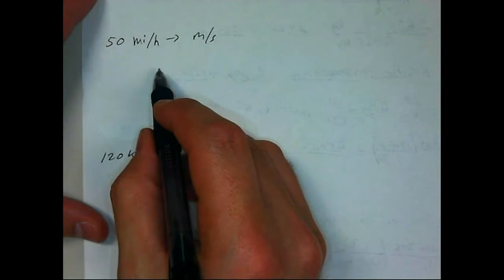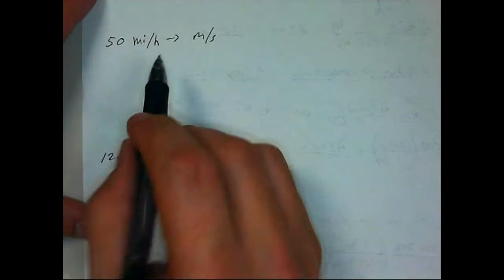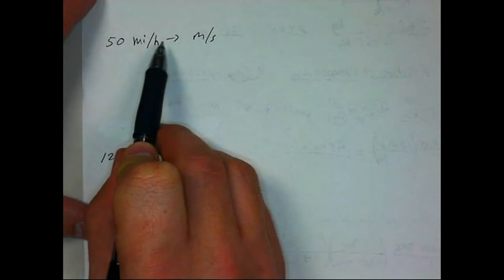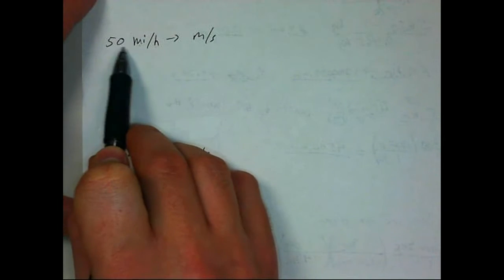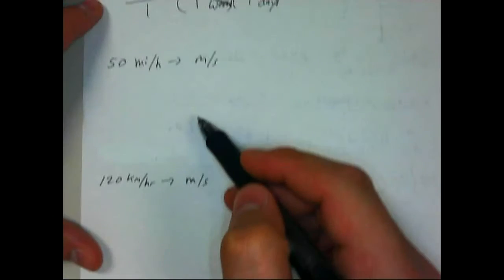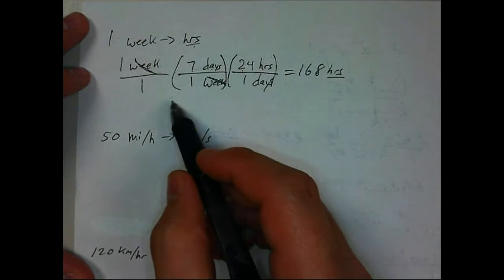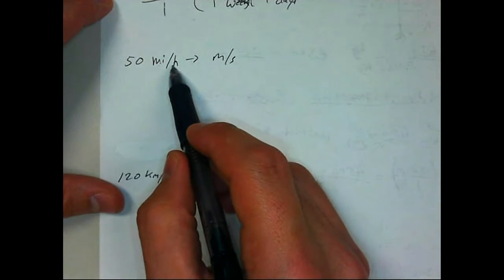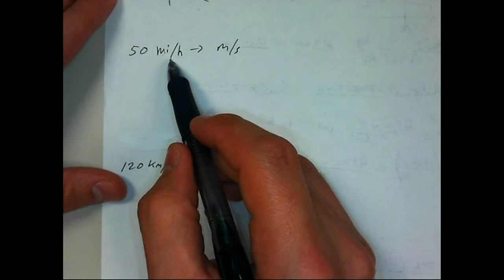Okay, let's look at these unit analyses. We've got some differing units here. We're going from miles per hour, 50 miles per hour, and we want to convert that into meters per second. This looks a little bit more complicated than the previous ones we've done because we only had one unit there. Now these are derived units. We have two units put together.